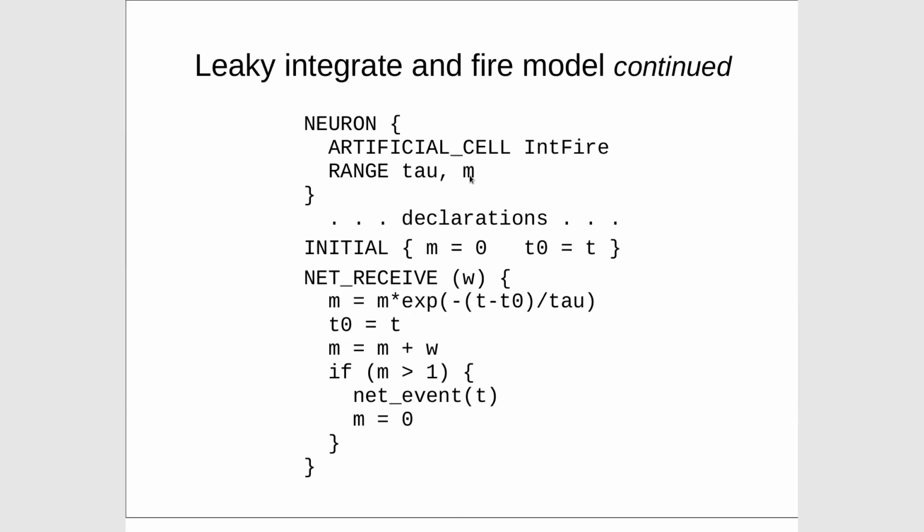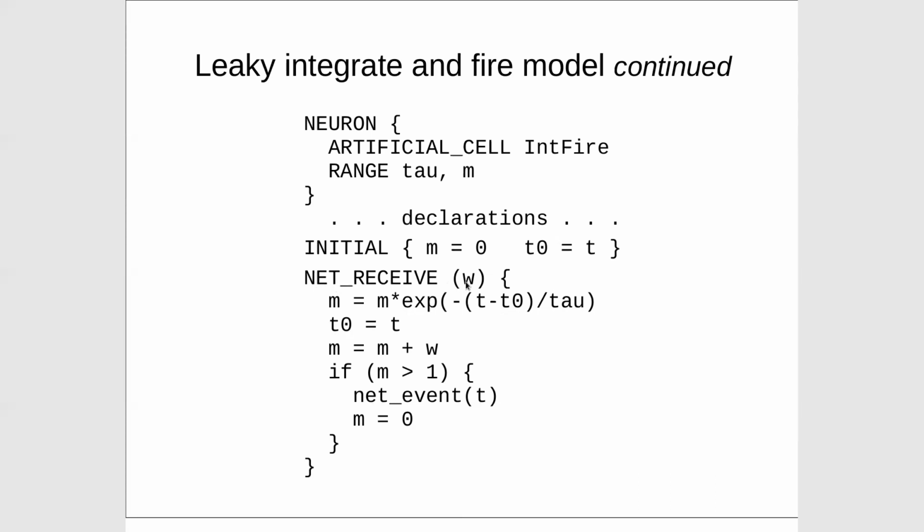Okay, we might want it exposed to us for diagnostic purposes. We don't actually have to expose it. If we want, we could leave it out, but when you're developing code, you might want it to be exposed. Our initialization is that M is 0 at time t equals 0. And here's the net receive block. It doesn't have a breakpoint block. It only computes stuff when it receives an event.